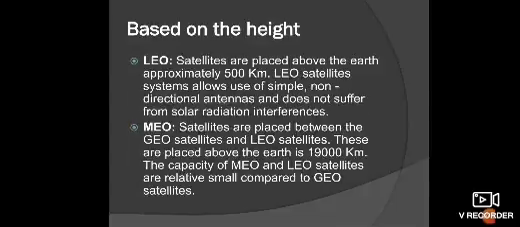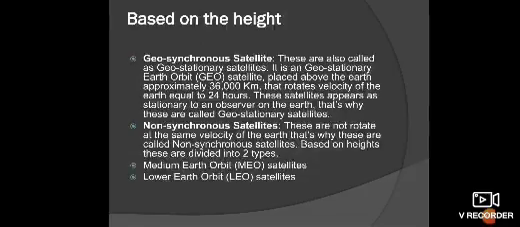So in the MEO part, the satellites are placed above the earth at 19,000 kilometers, and the capacity of the MEO and LEO satellites is relatively small compared to the GEO satellites. Okay, this is about MEO and LEO. So, based on height, satellites are divided into two parts: geosynchronous satellites and non-synchronous satellites.